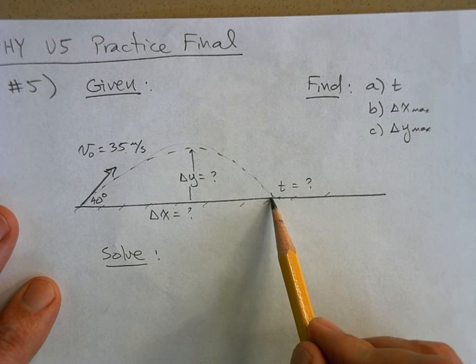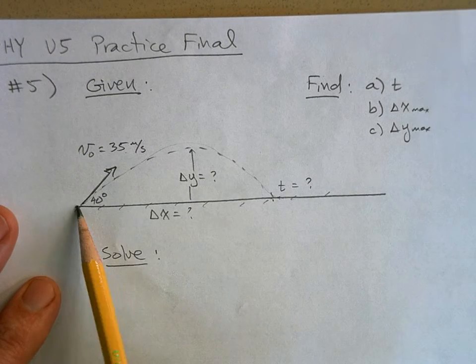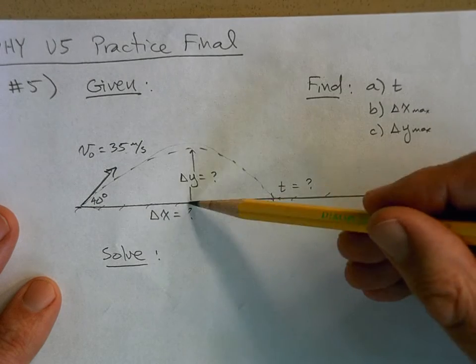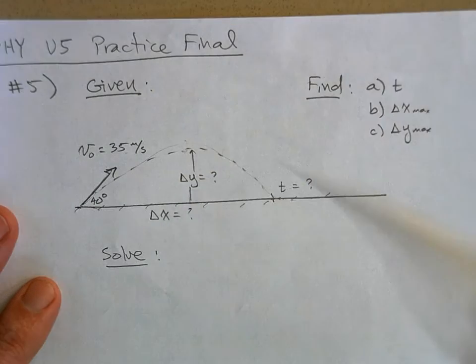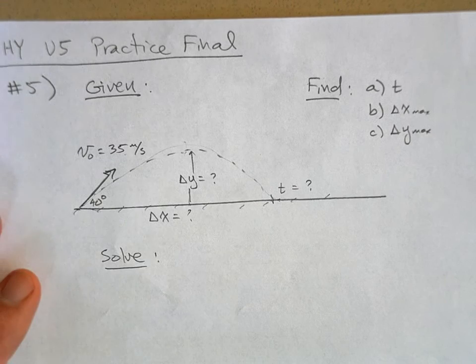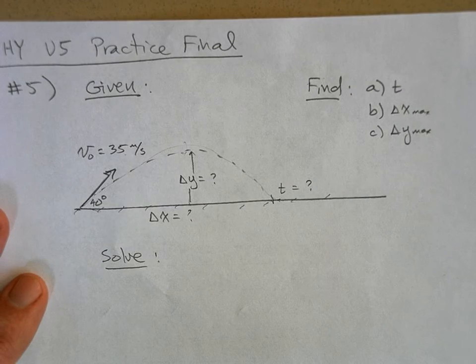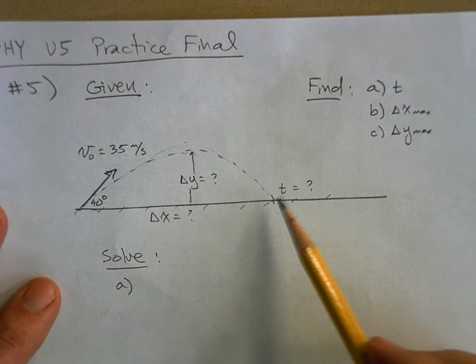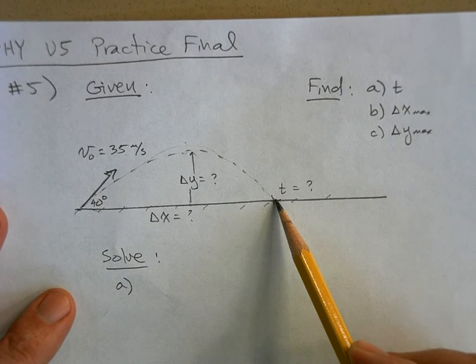So we want to know how much time that is going to take. How far is that? What's our delta x? And then what's our maximum height, which is right in the middle here? All right, so let's solve it. Let's do A. Well, the time right here, what do I know?